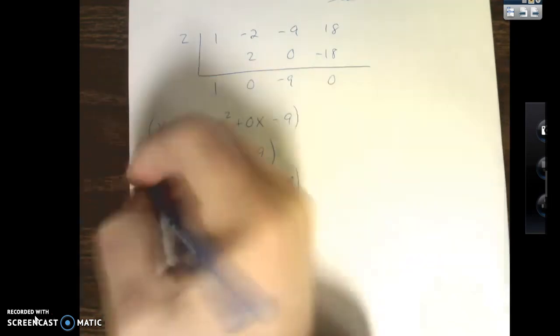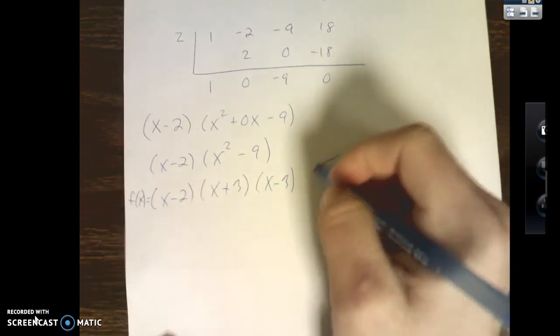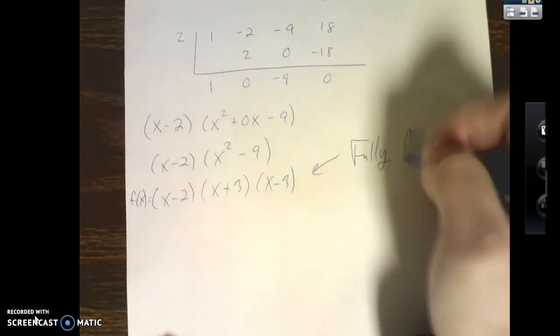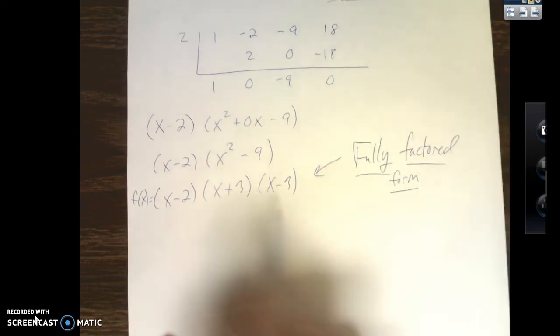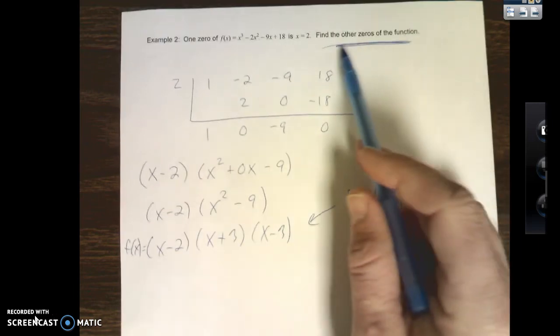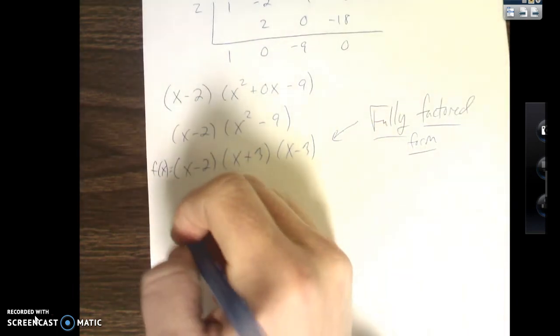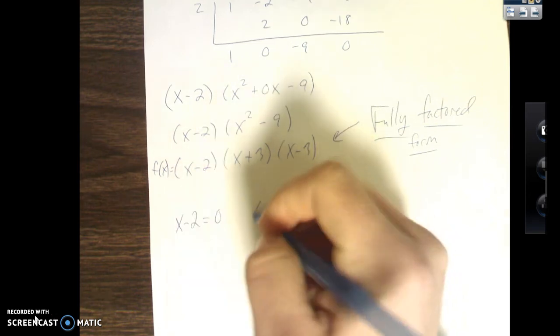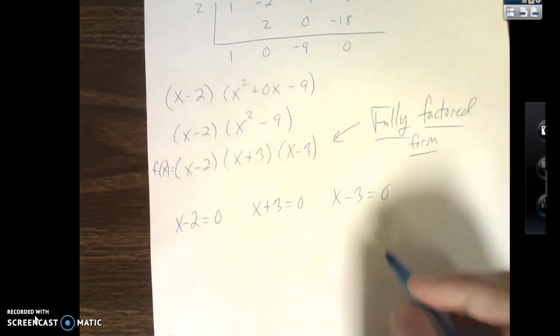Now, here's the interesting thing. This is what I want to take a minute to explain. This is what we call fully factored form. All right? When everything is written as a product of binomials, you are fully factored. What did the directions ask us for? Find the other zeros of the function. So if they ask you to find zeros, okay, I'm then going to do x minus 2 equals 0, x plus 3 equals 0, and x minus 3 equals 0, okay?